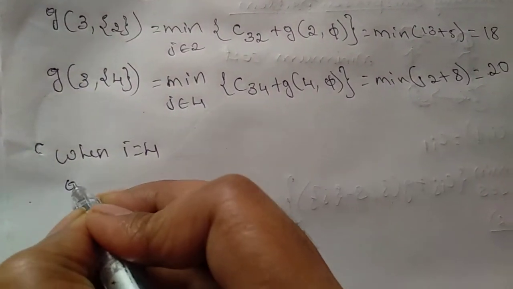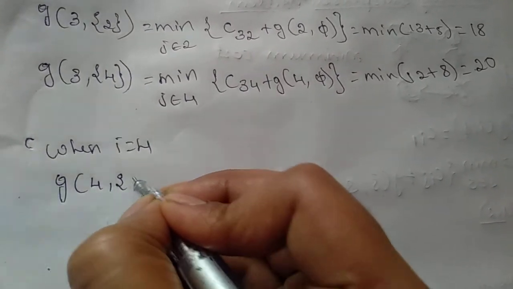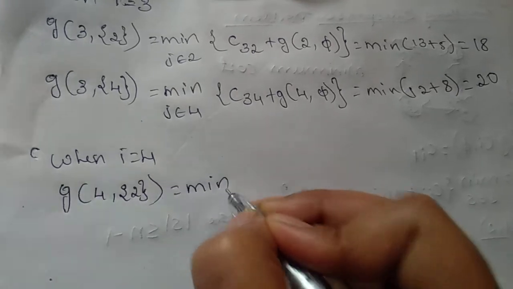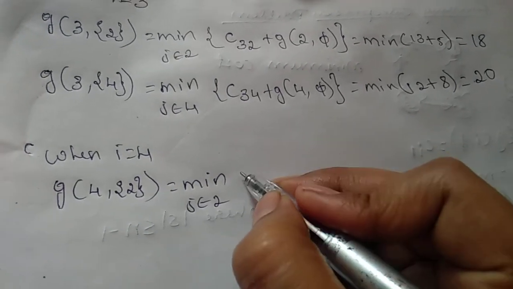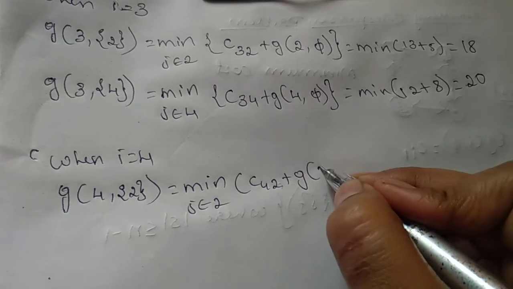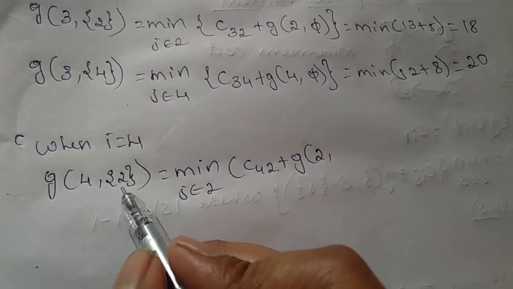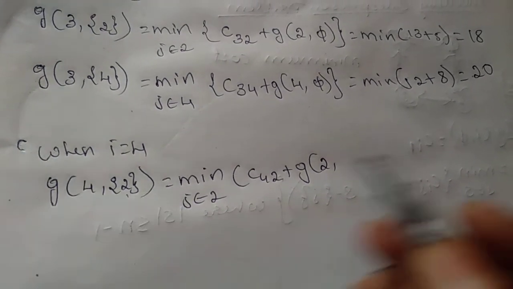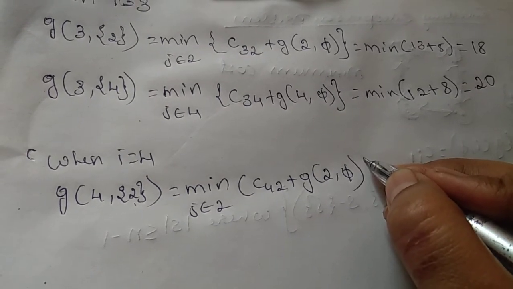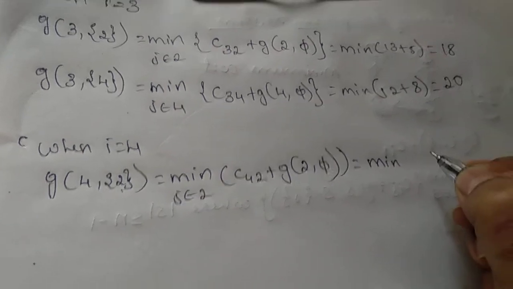So now g of i value is 4. From 4 either it can go to 2 or 3. I'll take first, it is going to 2. Then min j belongs to 2. C 4 2 plus 2, j value is 2. S minus j, s has only one element, means it is always 5. S is also 2 and j is also 2. That is 5. Okay.